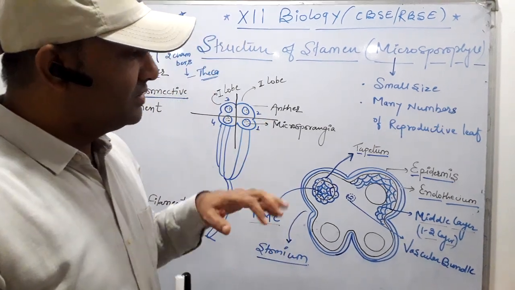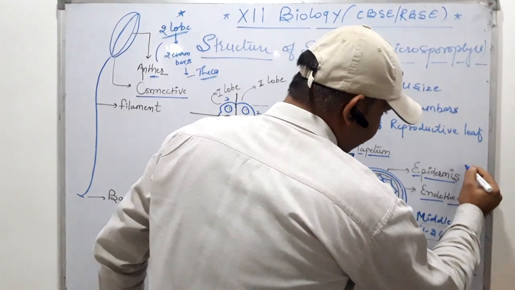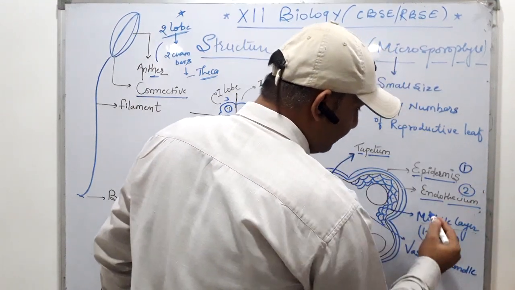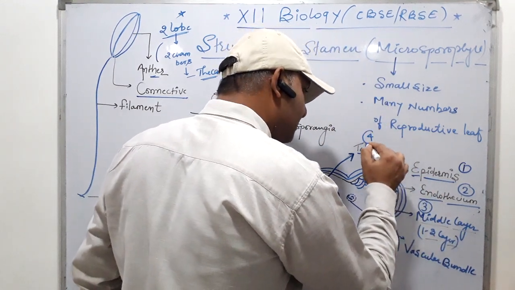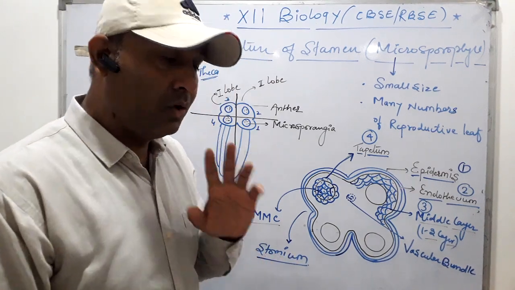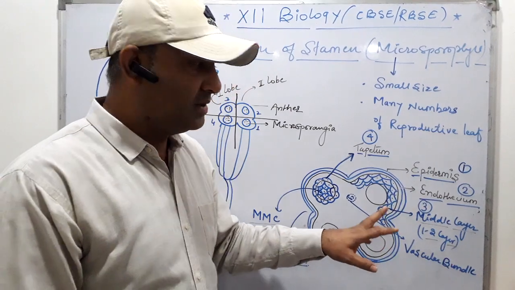So first, the anther wall. The anther wall consists of first the epidermis, second the endothecium, third the middle layer, and fourth the tapetum. Again, repeat the names of the anther wall layers. Clear? From outer to inner side. The sequence is important.